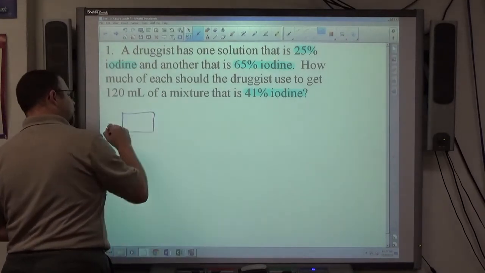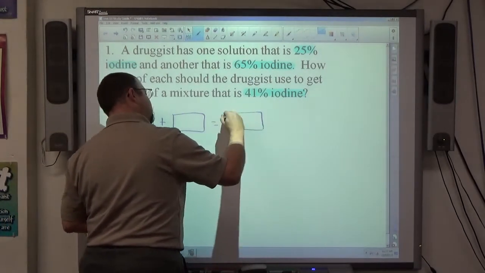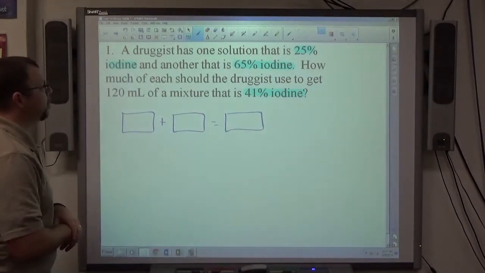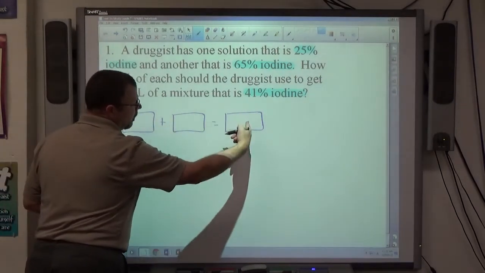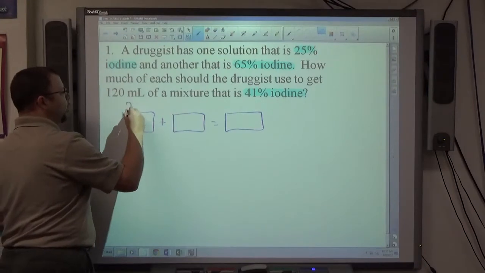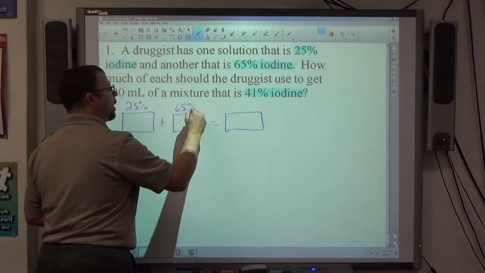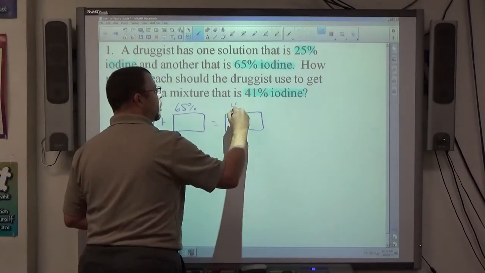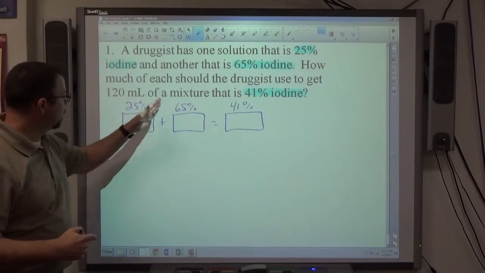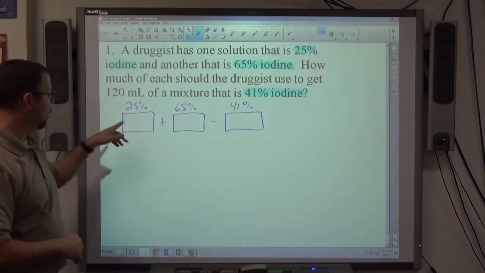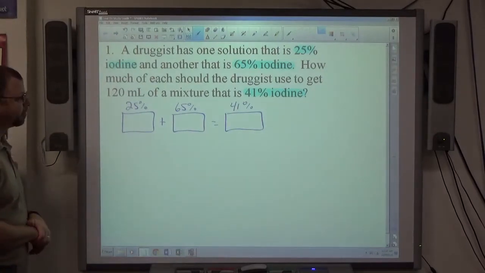We want to start off with these boxes. And above the box, we want to put the percentages of things that are being mixed together, making the outcome. So we're going to mix the 25% up with the 65% iodine, and our outcome should be a 41% solution. And again, when we're adding things together, too weak and too strong can make something in between. So anything between 25 and 65 is possible if we're mixing 25 and 65.